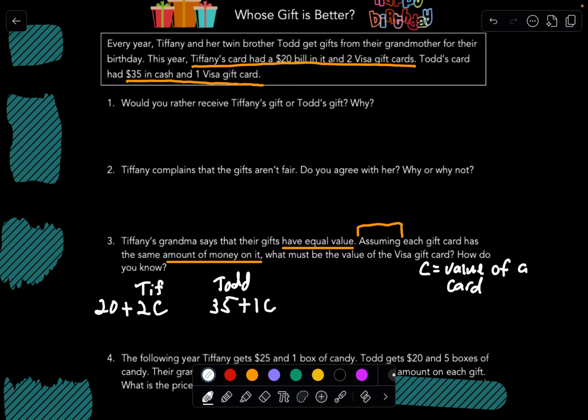I'll go ahead and put the 1 in front of the C to emphasize it's 1 gift card. But really, we don't need the 1. We could just write 35 plus C. So just be aware. And since Grandma says that the gifts have equal value, they're worth the same amount, there's an equal sign between them.